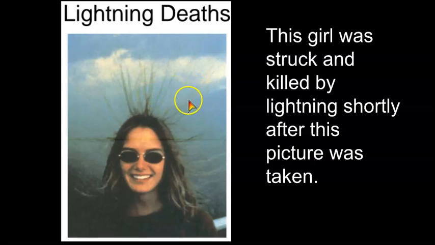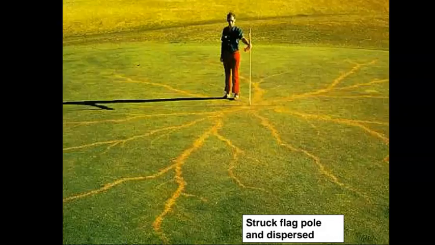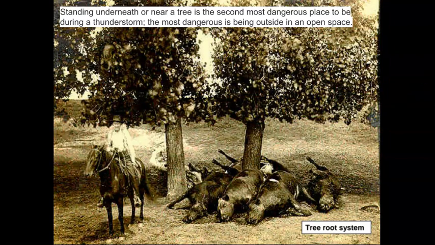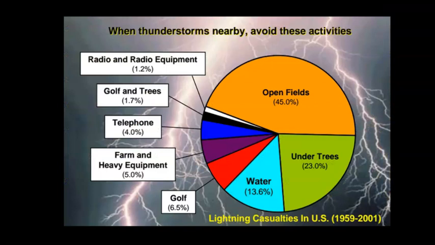So again, when lightning is in the area, take it seriously. People are killed every year. This is showing a golf course, of course. You can see how the lightning travels along the ground, which is why it's not safe to stand underneath a tree. These cattle were trying to hide underneath a tree, and they were all killed by the lightning that struck the tree and then traveled through the ground and electrocuted them.